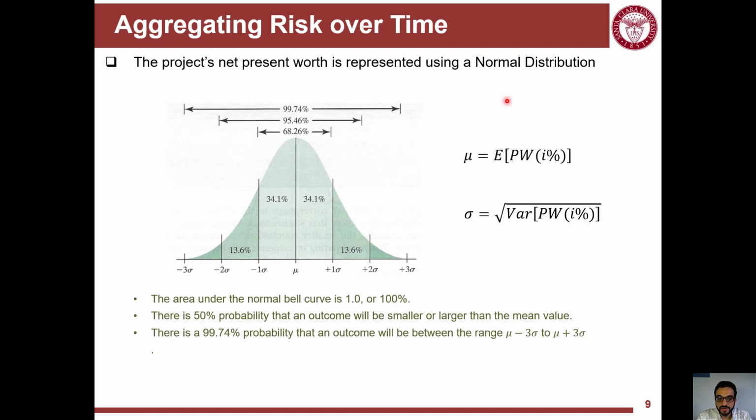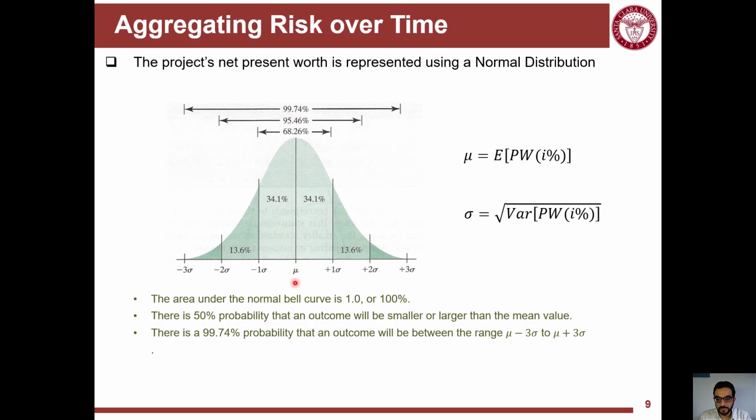And now your project net present worth is following a normally distributed probability distribution here. Mu is now equal to the expected value of the present worth, and sigma of the normal distribution is equal to the square root of the variance. That's from basic probability knowledge we learned in other courses. But you can see here that the area under that curve, like any probability curve, is equal to 100% probability, or 1.